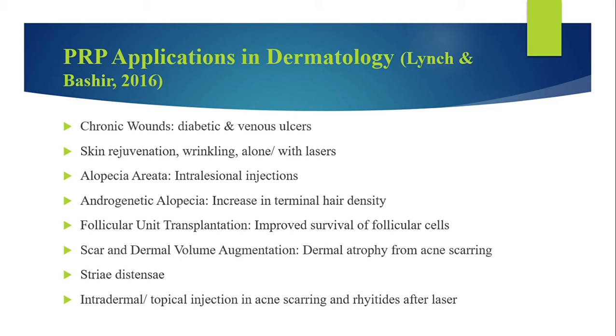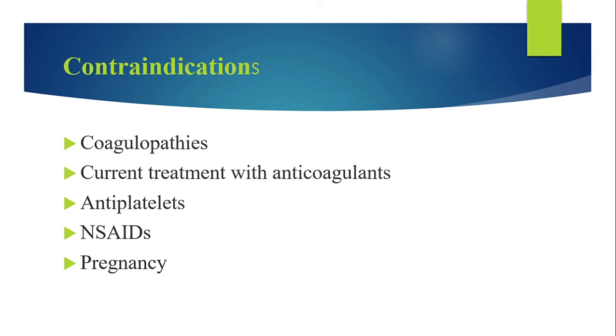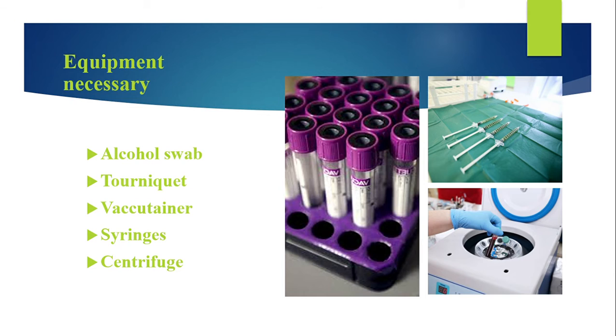So, prior to the procedure, the following criteria have to be addressed. Does the patient have any coagulopathy? Is the patient on treatment with anticoagulants, antiplatelets, NSAIDs, or is the patient pregnant? After taking the complete history and counseling the patient, the following equipment is necessary, namely alcohol swabs, tourniquet, vacutainers, syringes, and centrifuge.